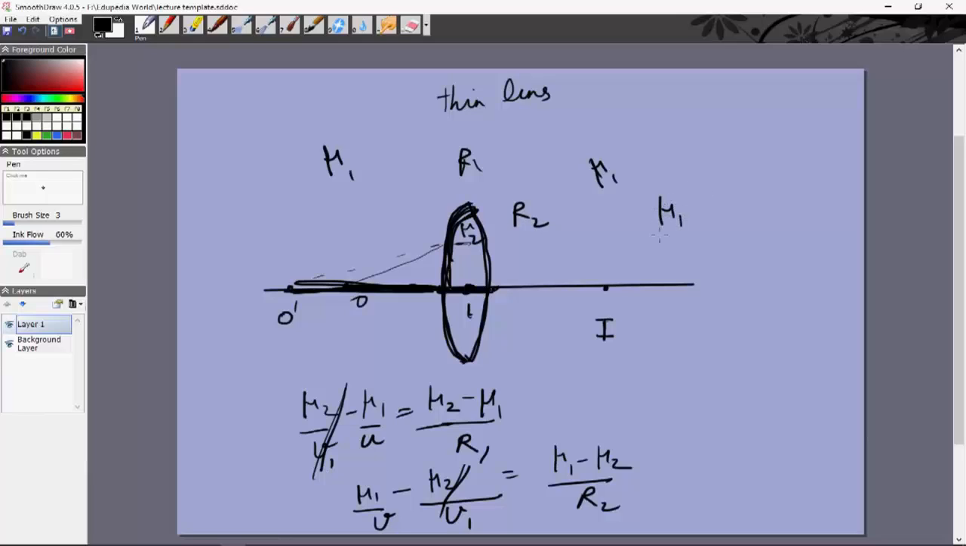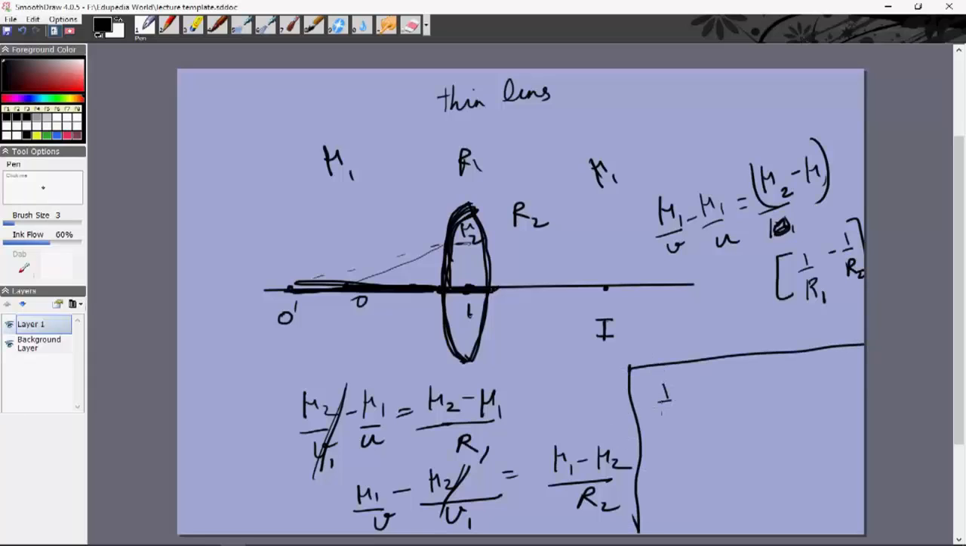is mu1 by v minus mu1 by u is equal to (mu2 minus mu1) times (1 by r1 minus 1 by r2), because this is mu1 minus mu2 divided by mu1, and you get a standard result which you've probably seen before. 1 by v minus 1 by u is equal to (mu2 by mu1 minus 1) times (1 by r1 minus 1 by r2).